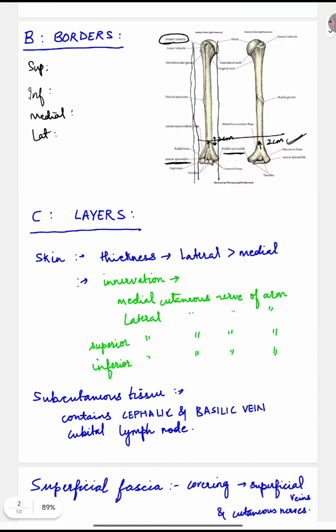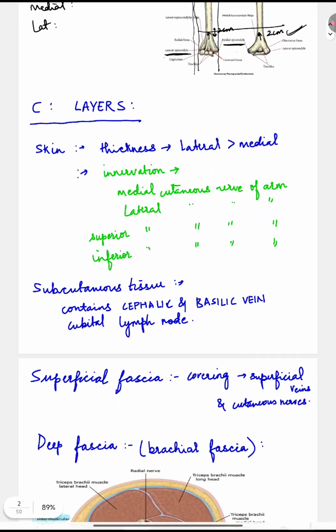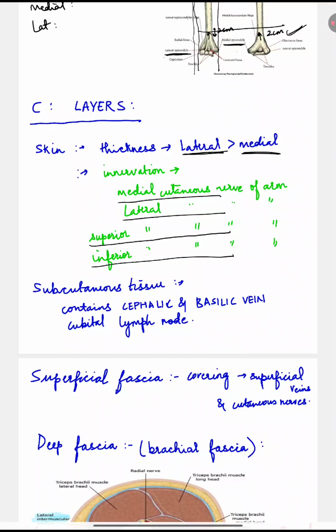These are the borders. Now, what are the layers? Layers are, first is the skin. In the skin, the lateral thickness is greater than the medial thickness. Second is the innervation. What is the innervation? Medial cutaneous nerve of the arm, lateral cutaneous nerve of the arm, superior medial cutaneous nerve of the arm, inferior medial cutaneous nerve of the arm.